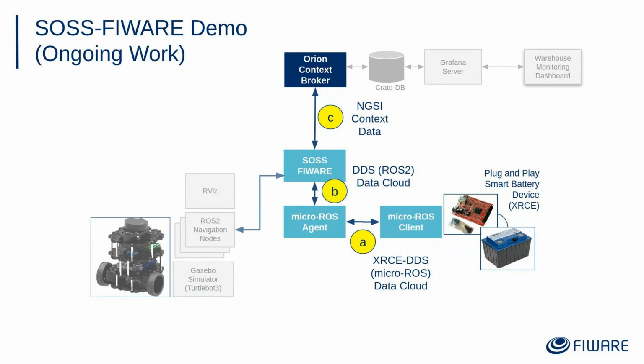Then in point B, we are at the DDS ROS2 data cloud level. And here we are within the ROS2 ecosystem. And what we will cover with SOSS-FIWARE is how this south port that connects to the DDS data cloud can translate the necessary information into NGSI and make it available in the Orion Context Broker. So let me change the screen to the demo.